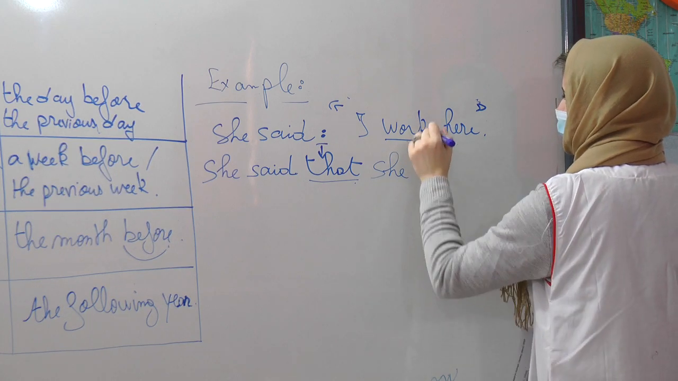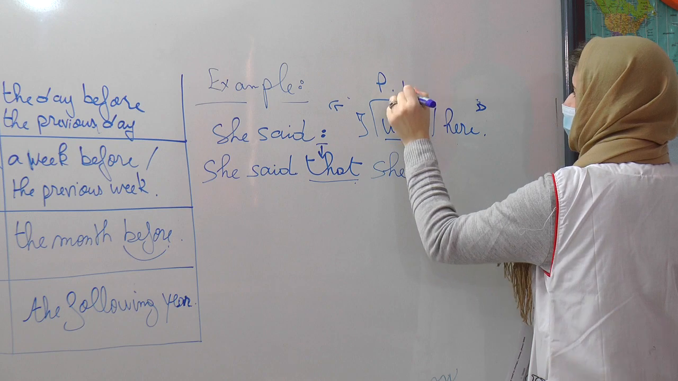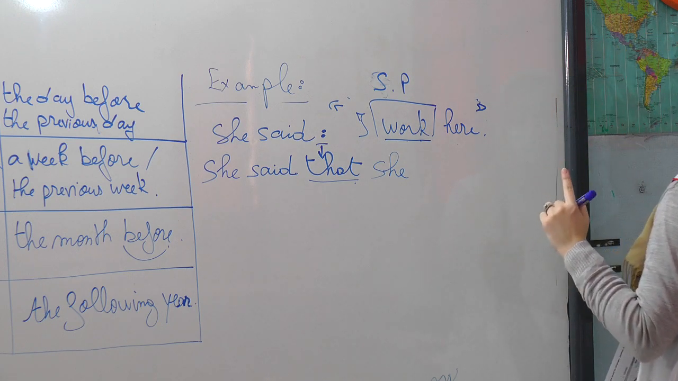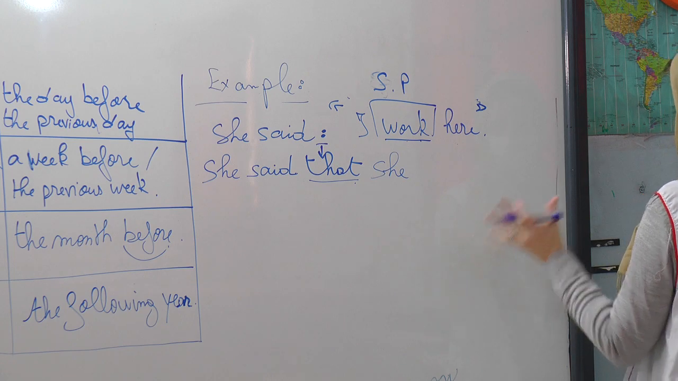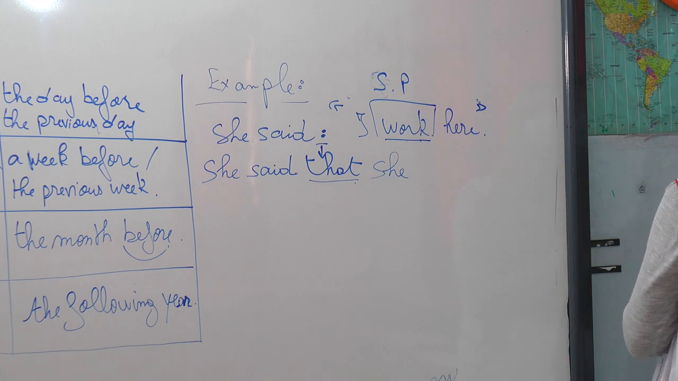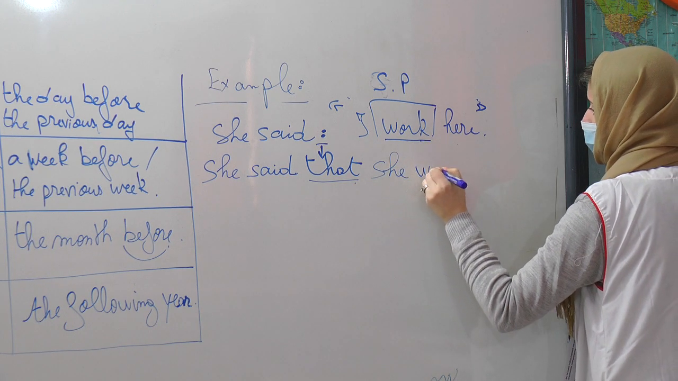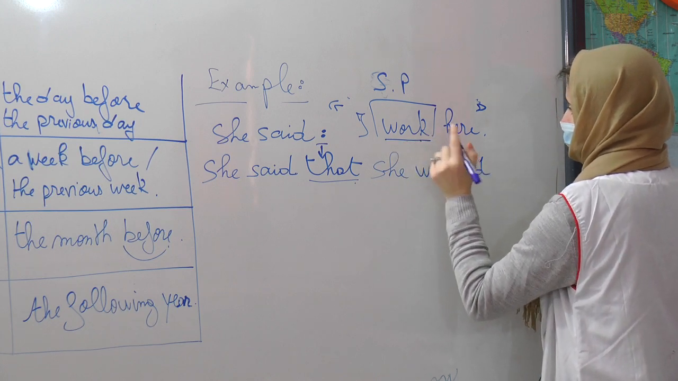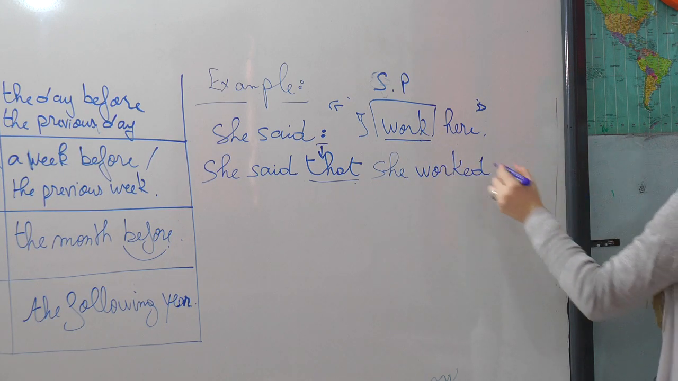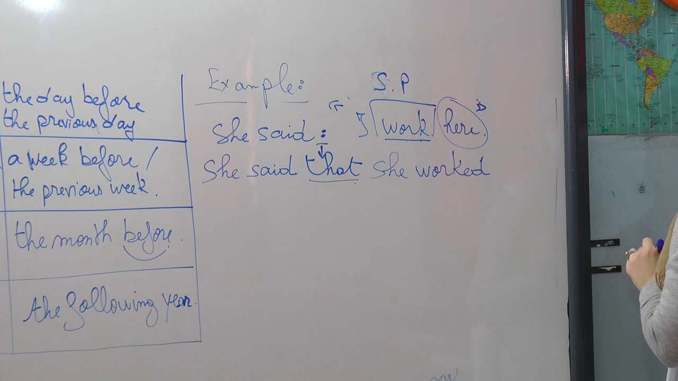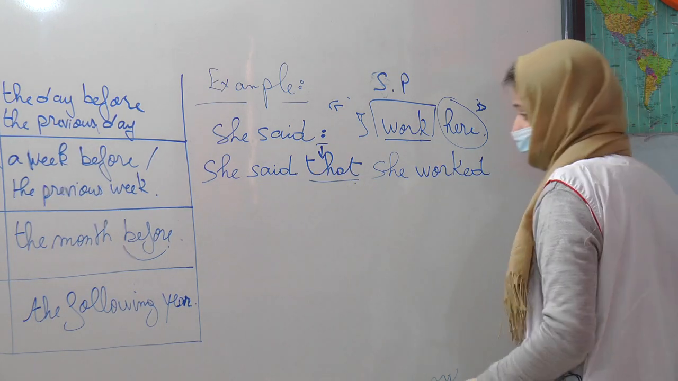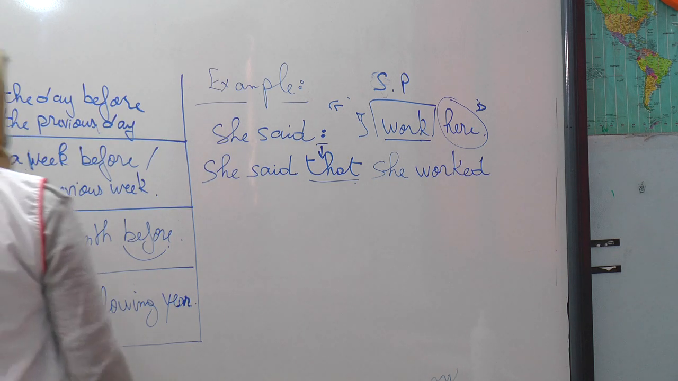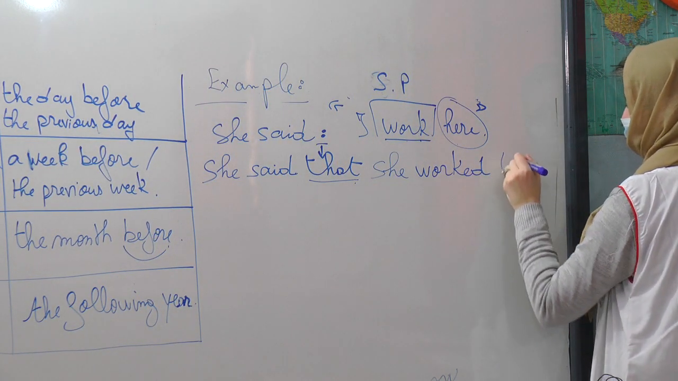Work is in the simple present tense. And as we have seen in the first part, when it is simple present, when transforming into indirect speech, it becomes past simple, and the past form of work is worked, because it is a regular verb. We just add an ed. She said that she worked, and this word here, which is concerning place, here, is transformed into there. So she said that she worked there.